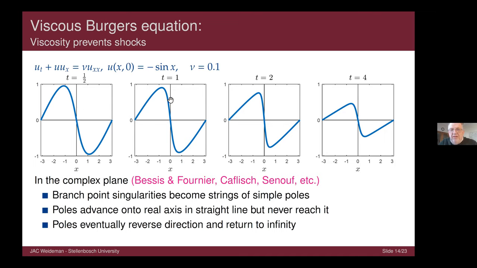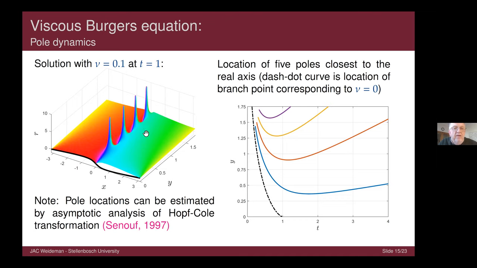The profile steepens, but it doesn't quite become infinite, and eventually it just dissipates away and becomes steady state. And what happens in the complex plane is that the branch point converts into strings of poles. These poles now march along the imaginary axis, but don't quite reach it because you don't have blow up. Eventually they turn around and go away, and that's when you reach steady state. This is a picture of what happens.